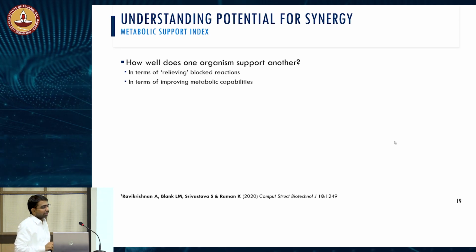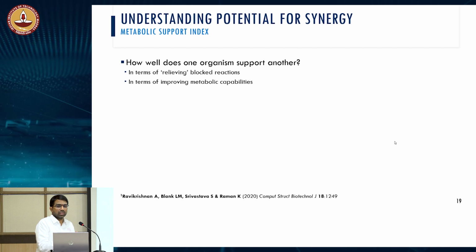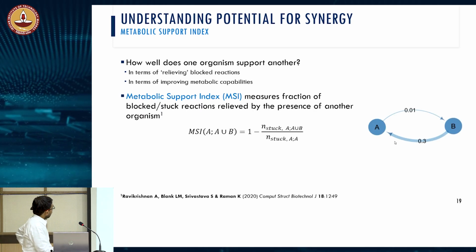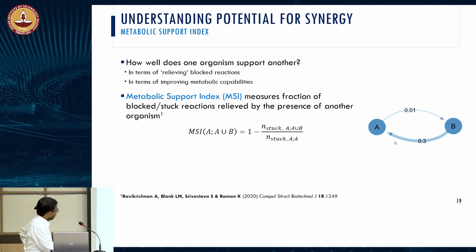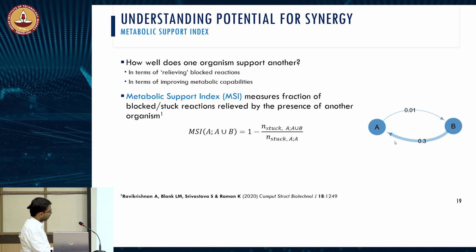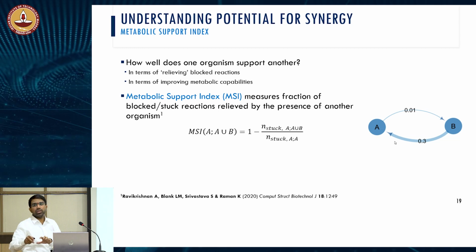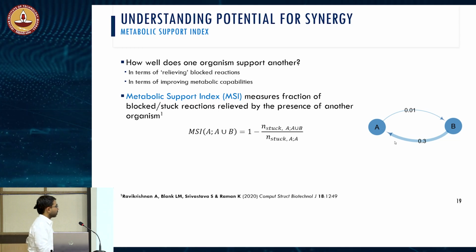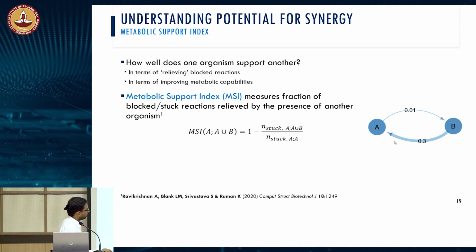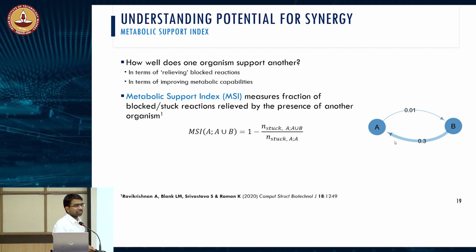And our approach was simple. We looked at what part of the metabolism of a single organism is enabled by the presence of a second organism. So we came up with this index called Metabolic Support Index, which quantifies what fraction of reactions that were originally stuck in an organism is now enabled in the presence of the second organism. And this is an asymmetric index. So A might not support B much, but B might be very, very helpful to A. It's just how their metabolisms are wired.